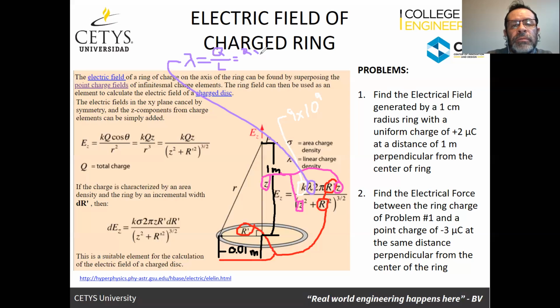which is 2 times 10 to the minus 6 coulombs. And how would we calculate the perimeter? What would be the perimeter of a circle? How do we calculate that?